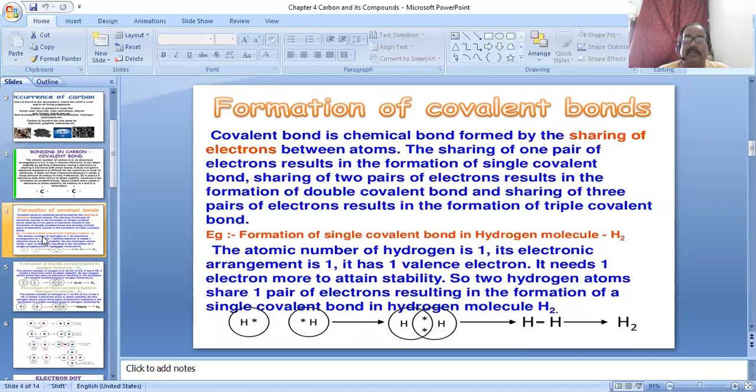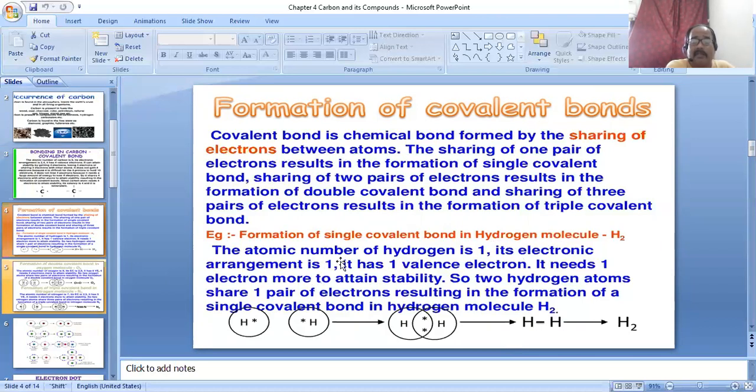And same as usual in nitrogen, the total number of electrons is 7. According to the electronic configuration, it is 2, 5. So here 3 electrons are shared by both nitrogen atoms, and each nitrogen atom has one lone pair. Just see here an example, the formation of a single covalent bond in the hydrogen molecule, H2.